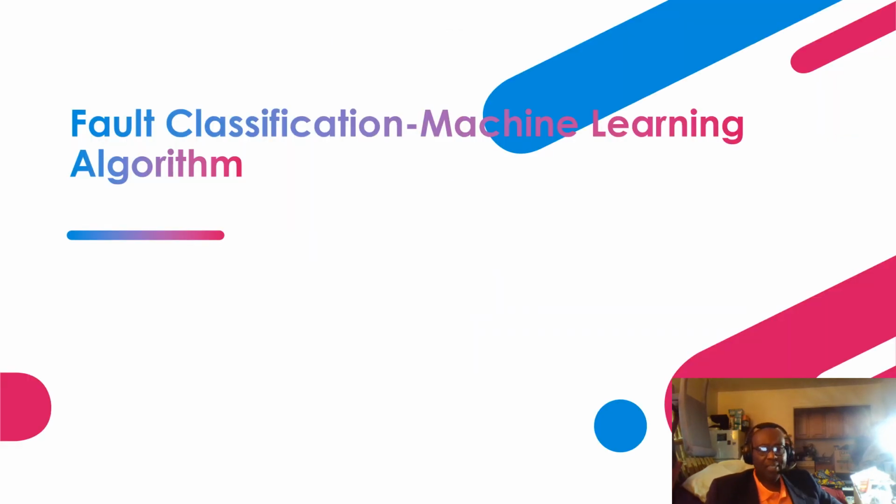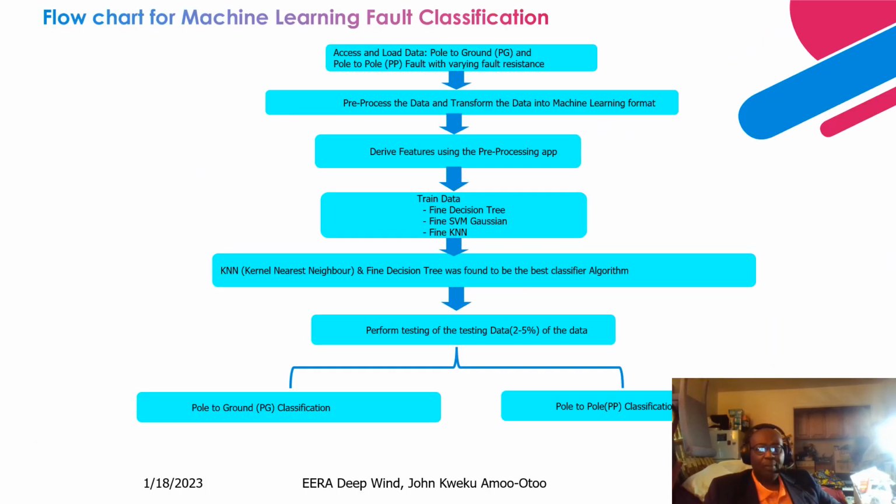Next is fault classification utilizing a machine learning algorithm. I have my pole-to-ground and my pole-to-pole fault data with varying fault distance and fault resistance. Then I pre-process it and transform it into a machine learning format. Because the data is in Excel, you have to pre-process and transform it to a format that will be understandable by the machine learning algorithms.